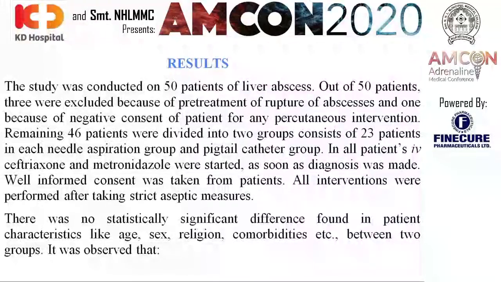The study was conducted on 50 cases of liver abscess. Out of 50, 3 were excluded because of pre-treatment rupture of abscess and 1 because of refusal of consent. The remaining 46 were divided into 2 groups, 23 for needle aspiration and 23 for pigtail catheter group. There was no statistically significant difference found in the patient characteristics like age, sex, religion, comorbidities between the 2 groups.